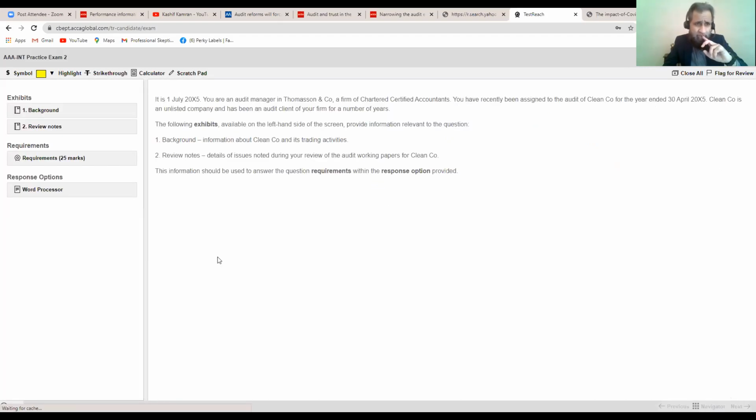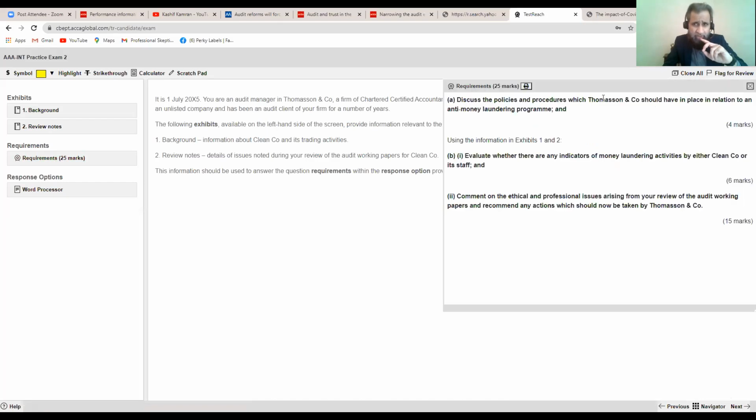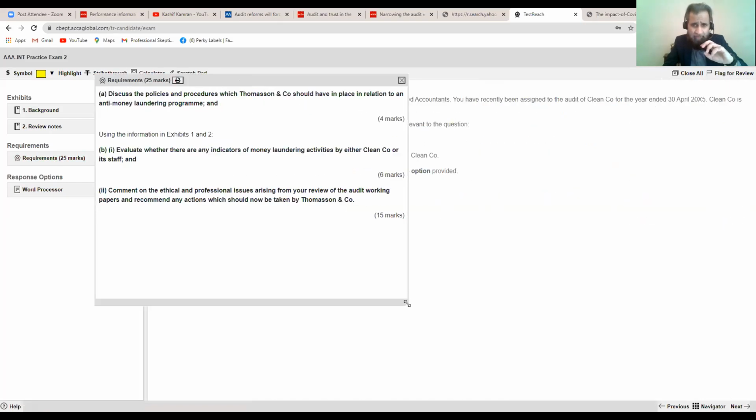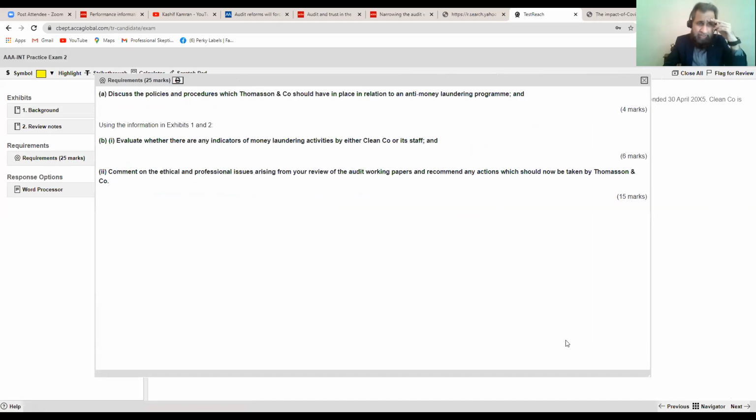I go to question number 3 and open its requirements. 4 minutes gone, approximately, and I look at the question last. Discuss the procedures for anti-money laundering. Oh, anti-money laundering procedures, 4 marks, bonus. Evaluate whether there are indicators of money laundering in the question, 6 marks, bonus. Ethical and professional issues, 15 marks from the case study. Okay, now 5 minutes gone of 3 hours and 15 minutes.